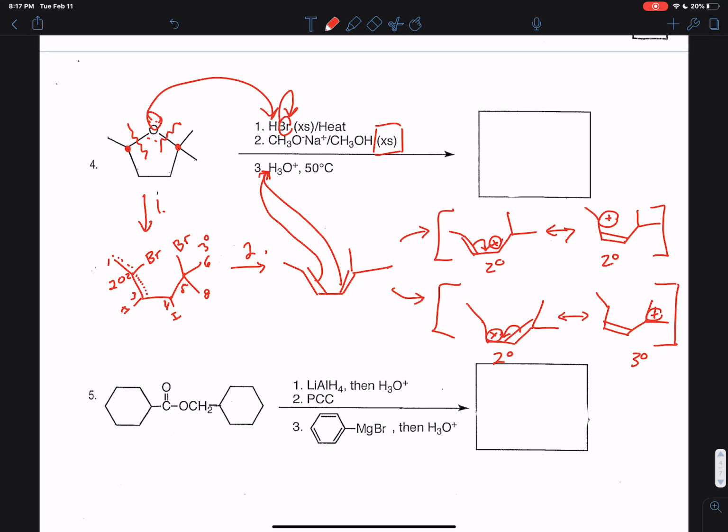So right away, this intermediate is not going to form. It's not going to be able to be isolated as much as the other because the other one is more stable. You're displacing the charge between secondary and tertiary as opposed to secondary and secondary. So we cross out the top one and focus in just on the bottom one, okay?